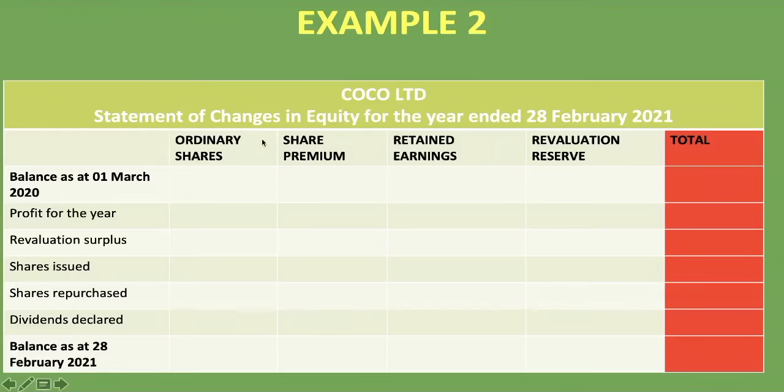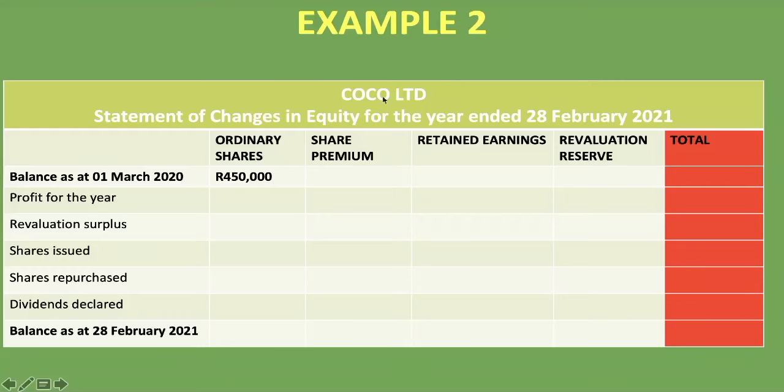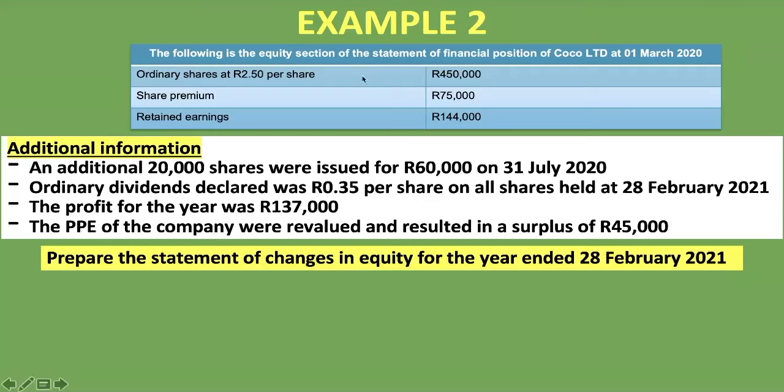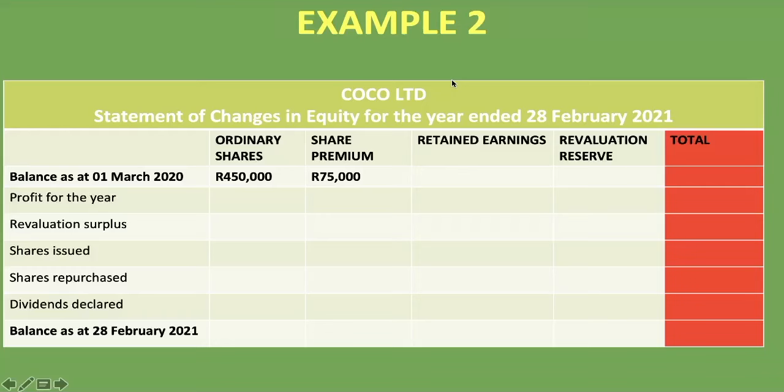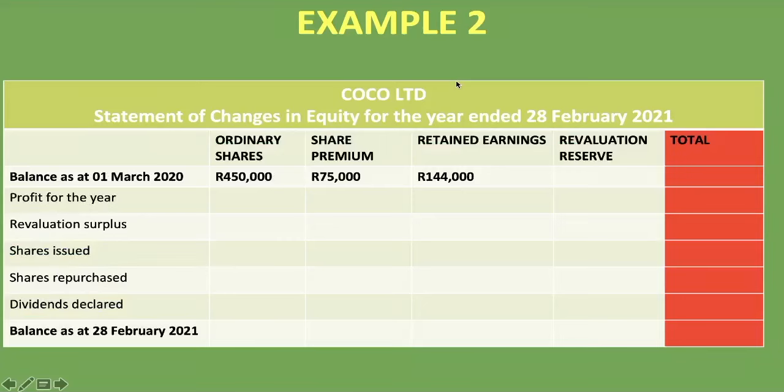Now this time we're going to do it row by row. So the first thing that we need to do is to put our balances at the beginning of the period, i.e. on the 1st of March 2020. So what do we have? We're told that the following is the equity section of the statement of financial position of Coco Limited at the 1st of March 2020. So we have ordinary shares, and the amount there is 450,000 rand. So we're going to put 450,000 rand as the opening balance for ordinary shares. And for share premium, we are given here 75,000 rand. So we're going to put that 75,000 rand. And then the retained earnings were given there as 144,000 rand, so we put the 144,000 rand.